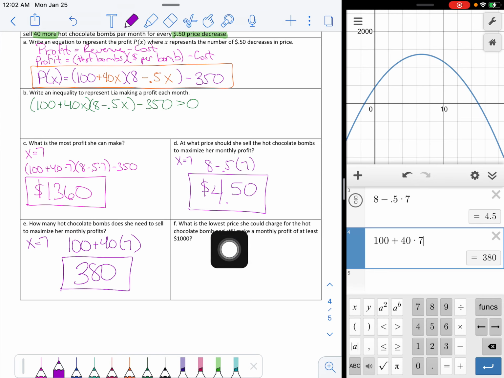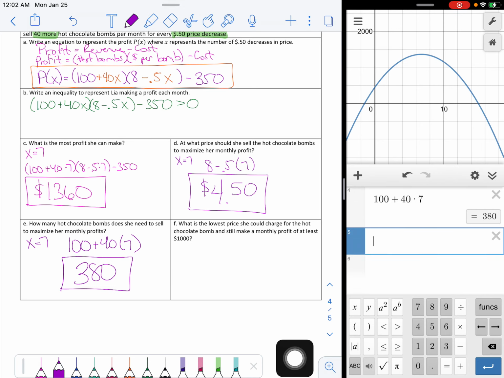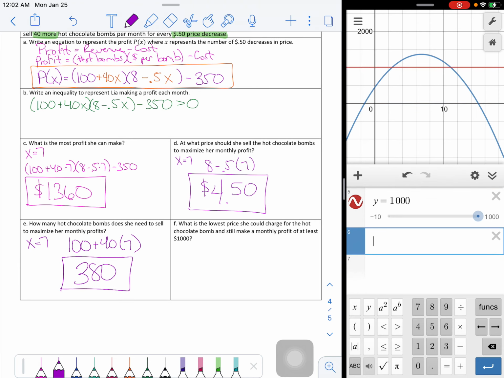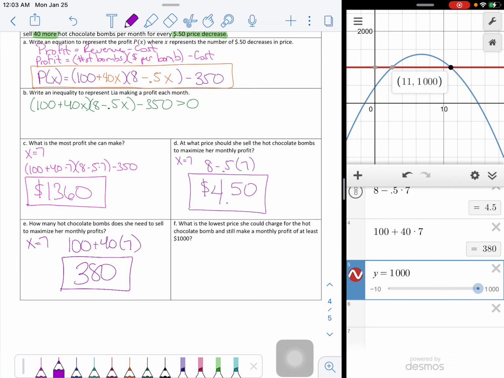And then the last question is, what is the lowest price she could charge for the hot chocolate bombs and still make a monthly profit of at least $1,000? So yes, that is a possibility to make $1,000 profit. So I'm going to put in a horizontal line on Desmos. Let me make sure I get all the zeros in there. All right, so y is equal to 1,000.